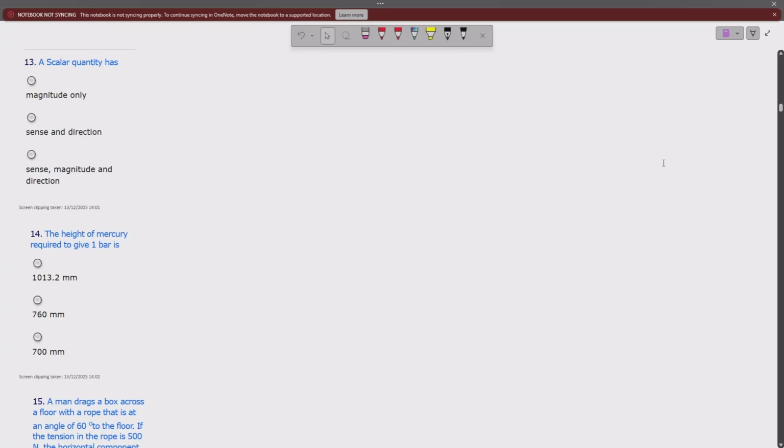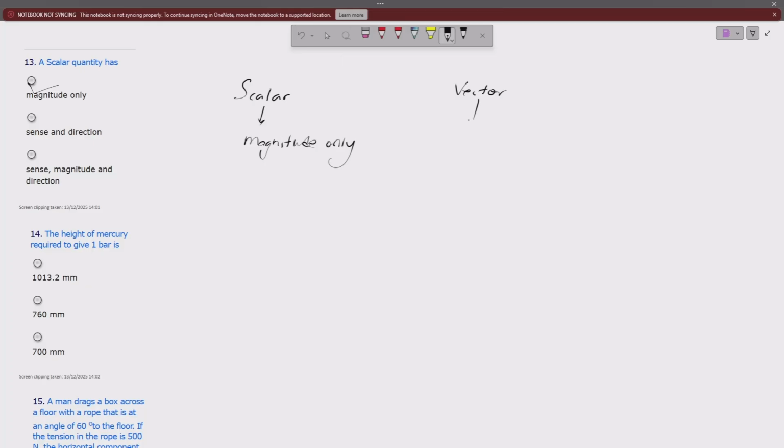13. A scalar quantity has magnitude only. So if you have a scalar, magnitude only. And when a vector is given, its magnitude and direction.